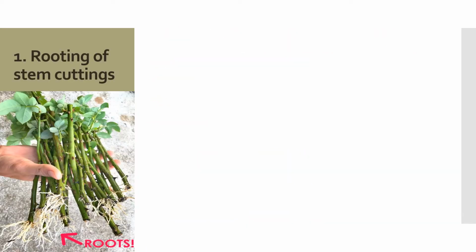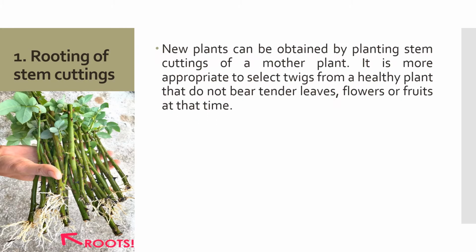So first we will move to the rooting of stem cuttings. By just looking at this diagram, you can imagine what method is used here. This is the most common method that is used by our mothers to obtain new plants from the existing parent plants. Here we obtain a stem cutting or a branch of a mother plant and grow it somewhere else to obtain a new plant.